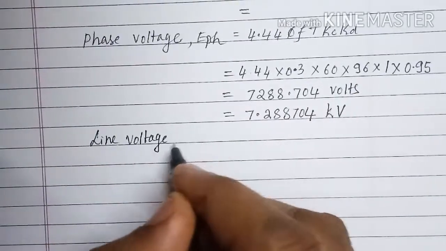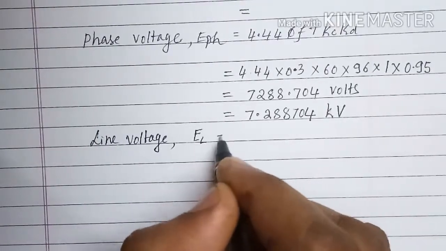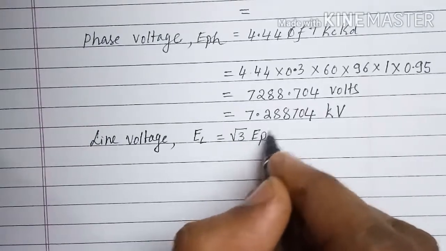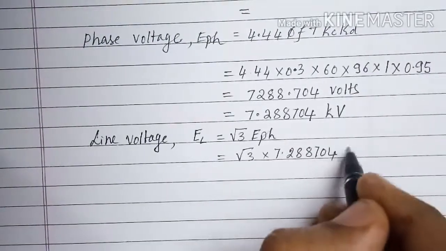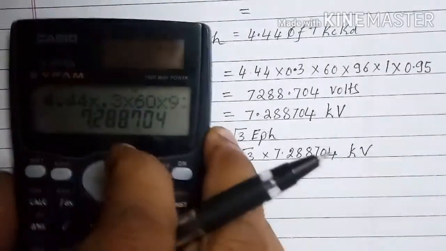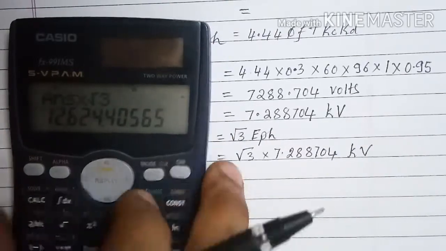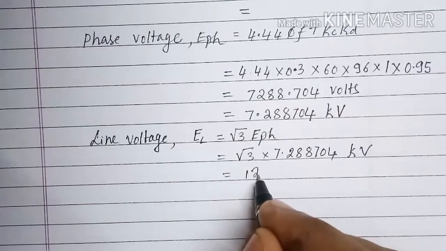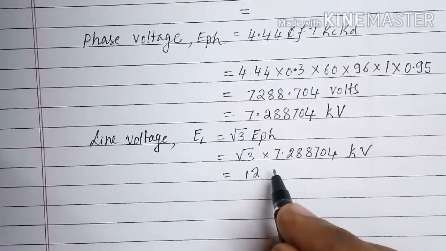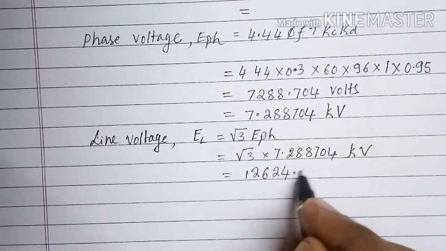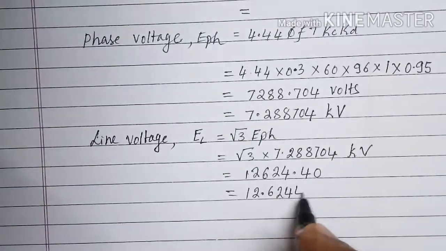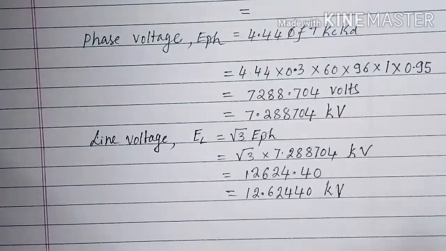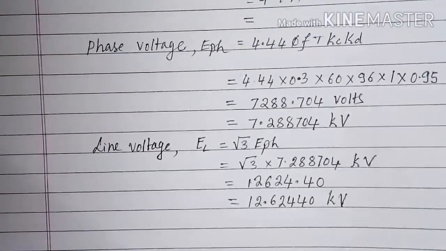Line voltage EL is equal to root 3 EPH. So root 3 into 7.288704 kV, that is equal to 12,624.40 volts or 12.62440 kV. We will solve another problem on this EMF equation.